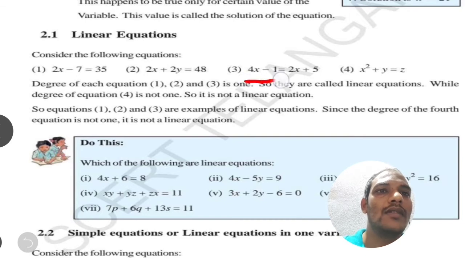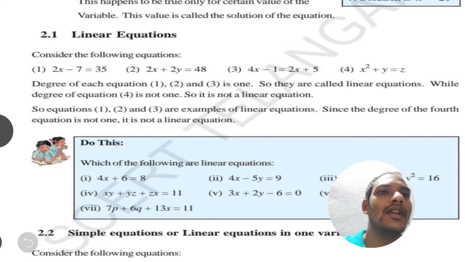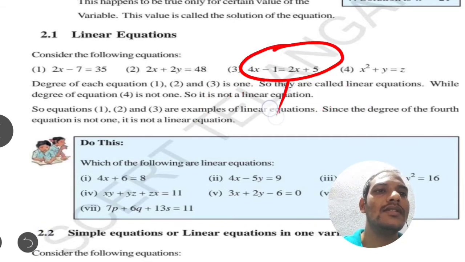Coming to the third example, 4x minus 1 equals 2x plus 5. The left side has one variable term, the right side has another. Let's find the degree. Left side variable degree is 1, right side variable degree is also 1. So overall the degree of the complete equation is 1. So it is also an example of a linear equation.